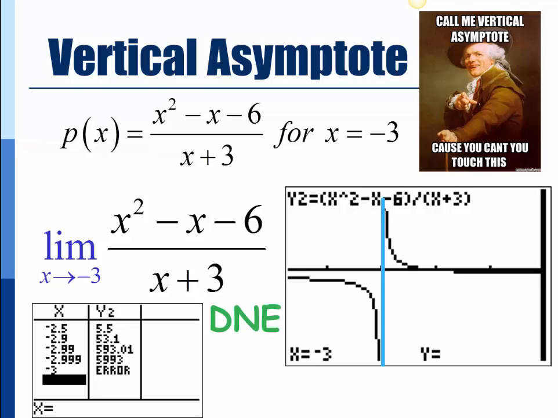Then basically what we describe this as is the limit does not exist. So this little DNE just means does not exist. What we're saying is that there's no nice number that I can patch in for the hole there.